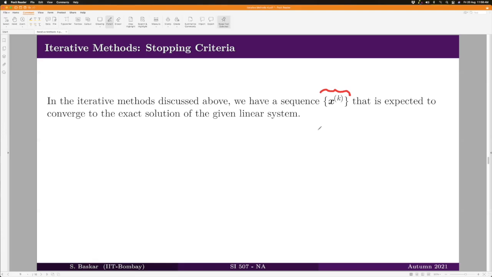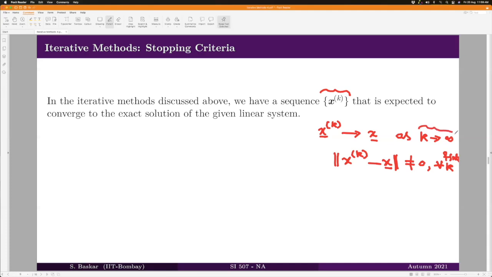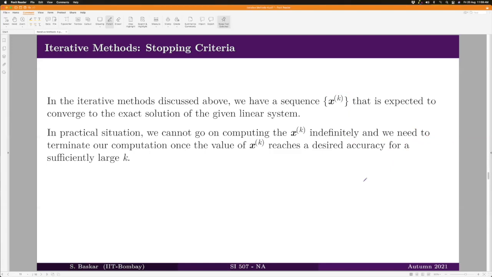It means what? The sequence terms x_k will tend to the exact solution x only as k tends to infinity, right? In general, if you find the distance between x_k minus x, it may not be equal to 0 for any finite k. But if you go on taking larger and larger terms, then this distance may shrink to 0. Theoretically, it is very clear, but computationally, how will you get the exact solution? Because your computer cannot go on computing the solution lifelong, right?